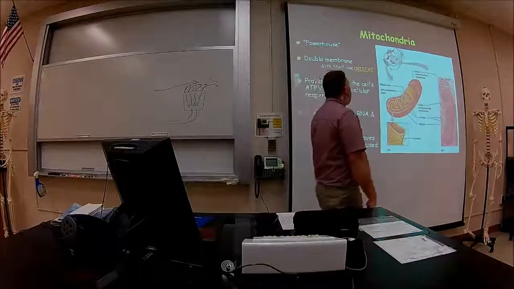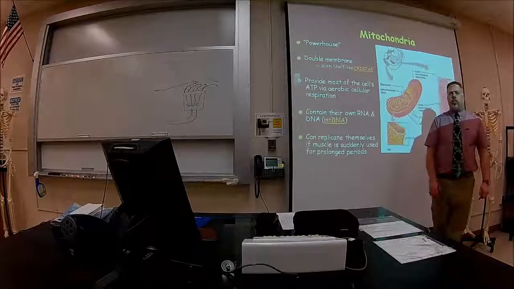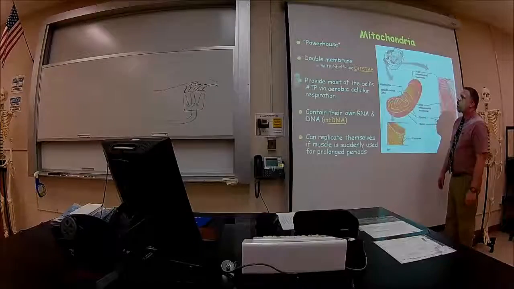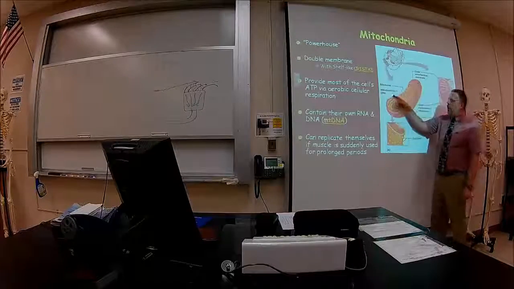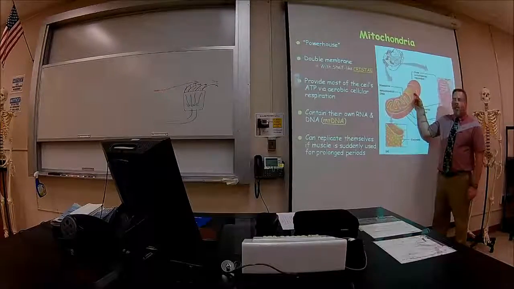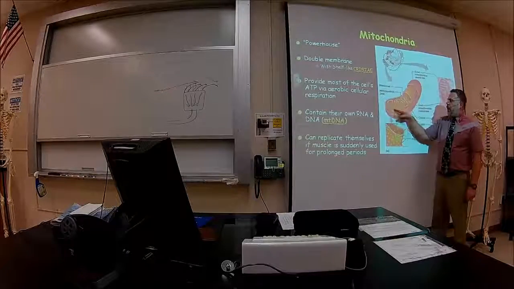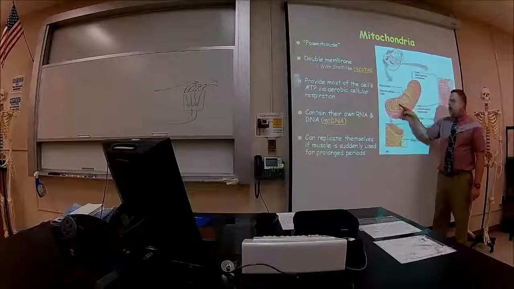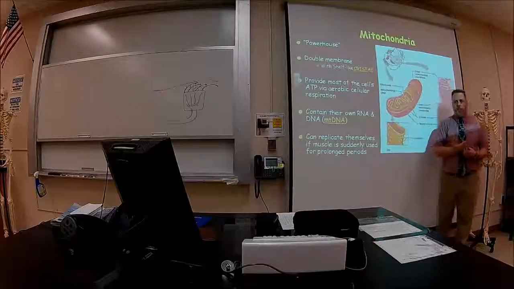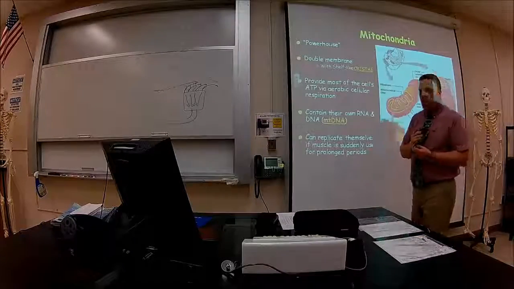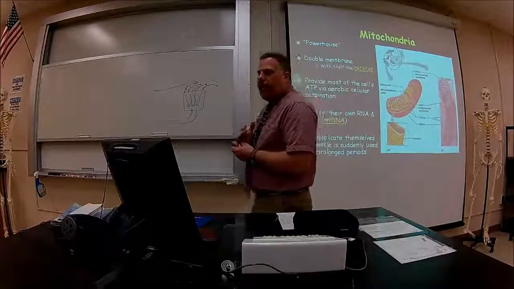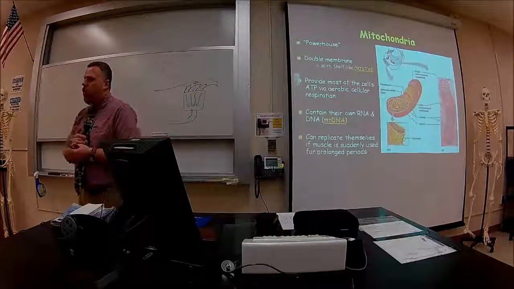Mitochondria. It's the powerhouse of the cell, the thing that's going to make ATP. Okay. And this one also has two membranes on it. There's an outer membrane, and then we have this undulated inner membrane. This undulation is called cristae. This is going to produce the ATP that we need.